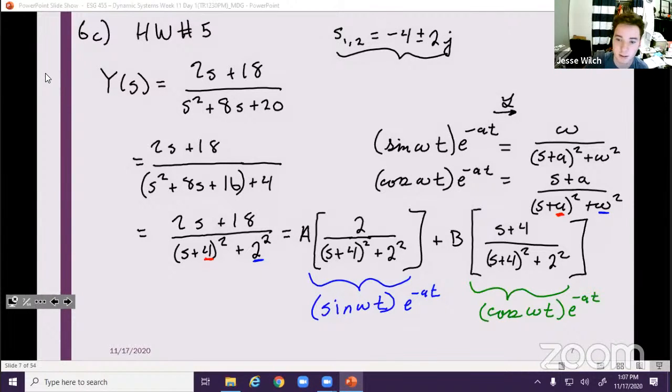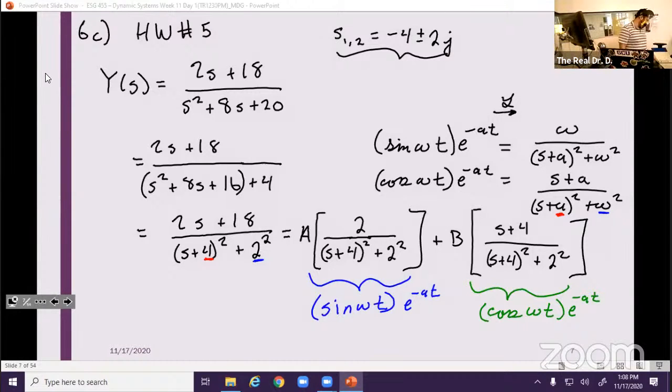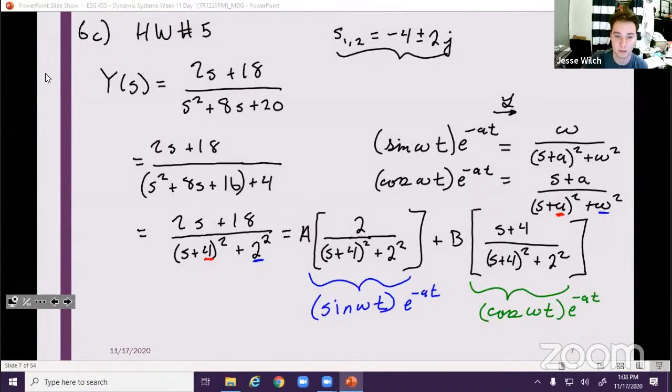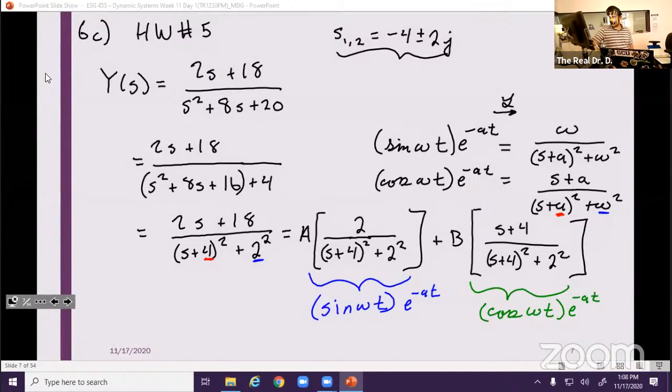Dr. D, yes. Should the original function be 2s plus 8? Or is it 18? I got 18 in my notes. Is it 8 on the homework? No, I just like looking at what you got. Yeah, it's 18. It is? Okay.